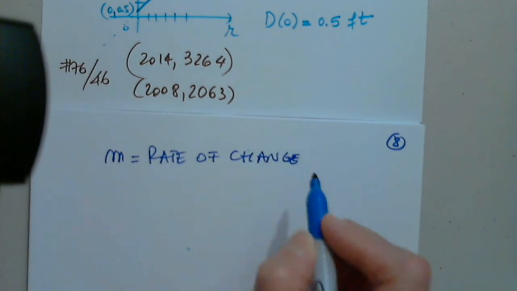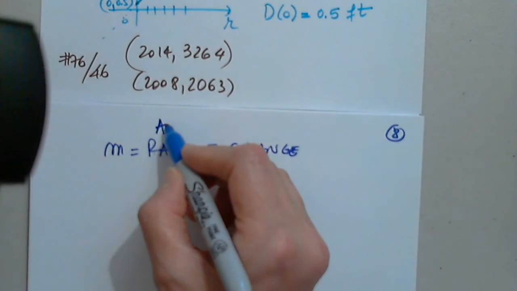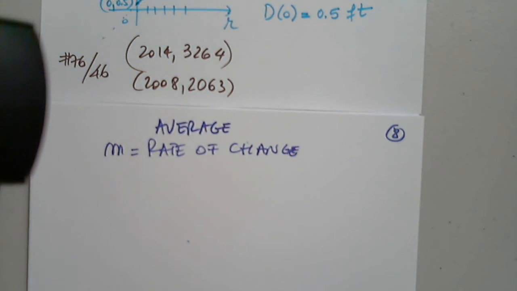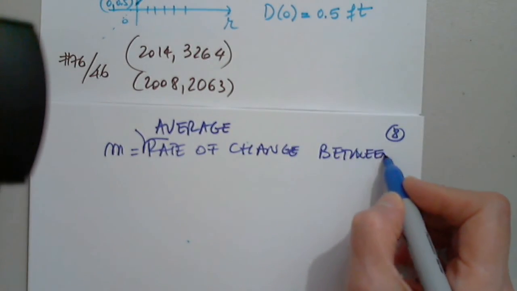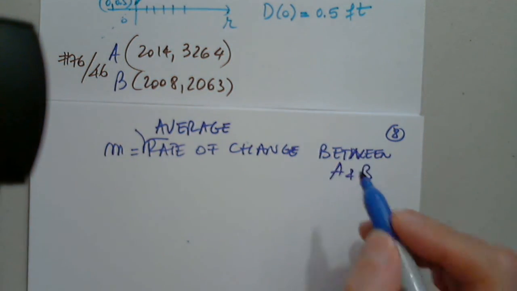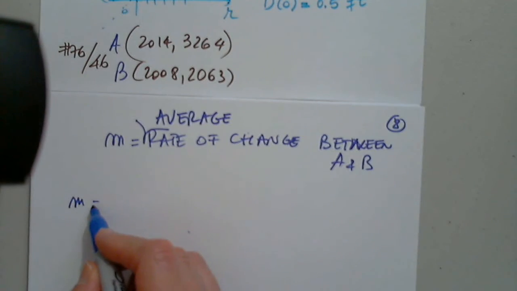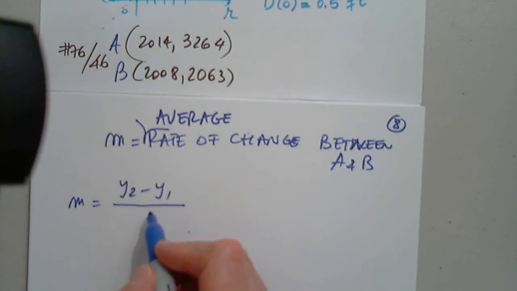We're not asked to find the equation. We're asked to find the rate of change, the average rate of change between two points. Average rate of change between point A and B. So that's the slope. Can anyone dictate? y2 minus y1 over x2 minus x1.